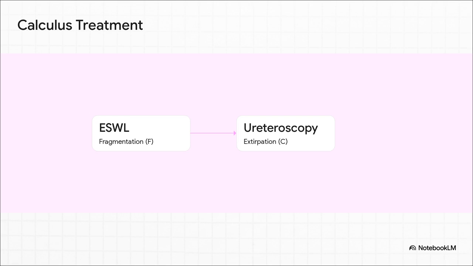Say a patient presents with a kidney stone. The physician might try to break up the stone from the outside using shock waves. Or they might go in directly with a scope to physically pull the stone out. Let's break down exactly how these are 2 entirely different root operations.